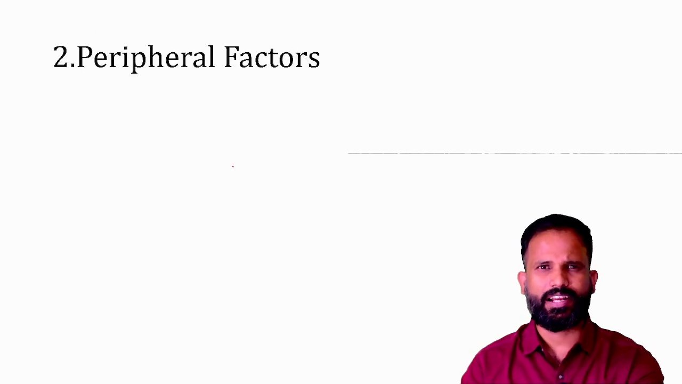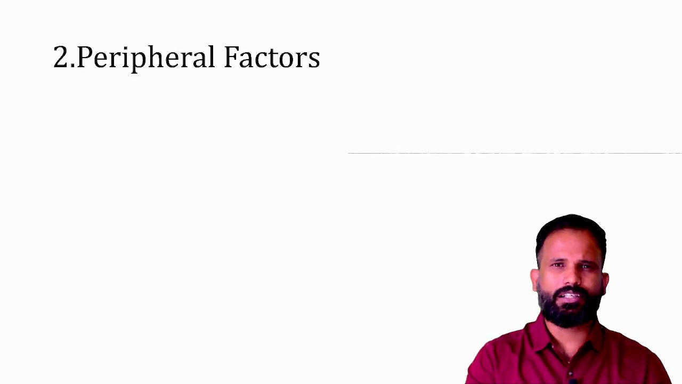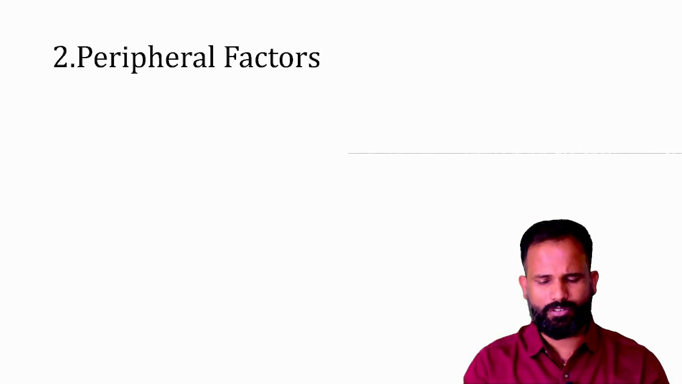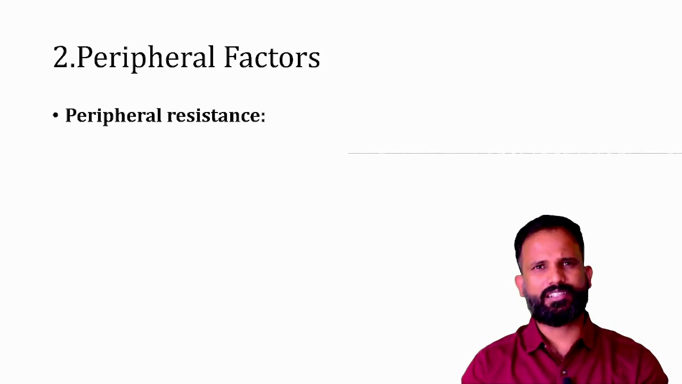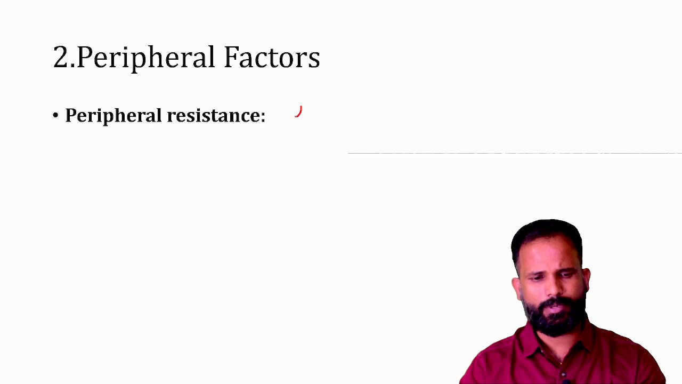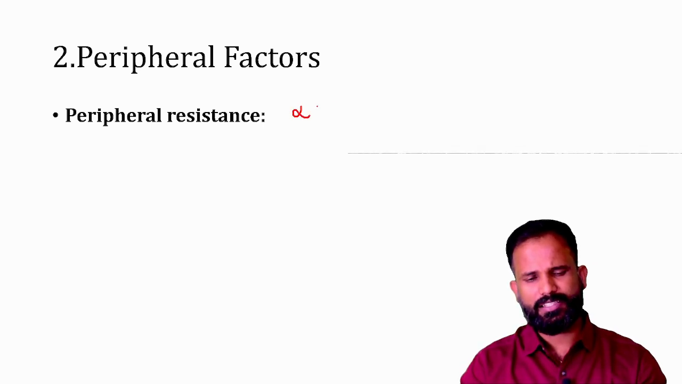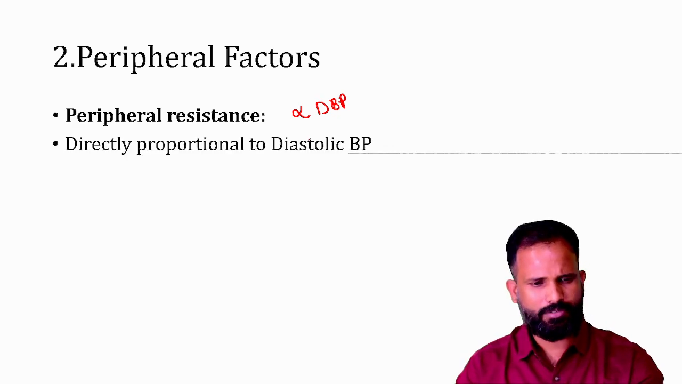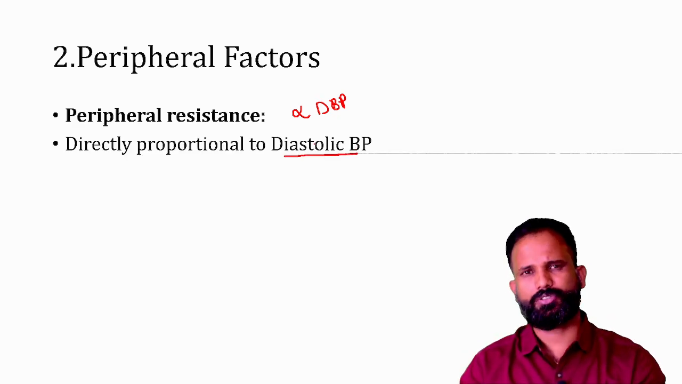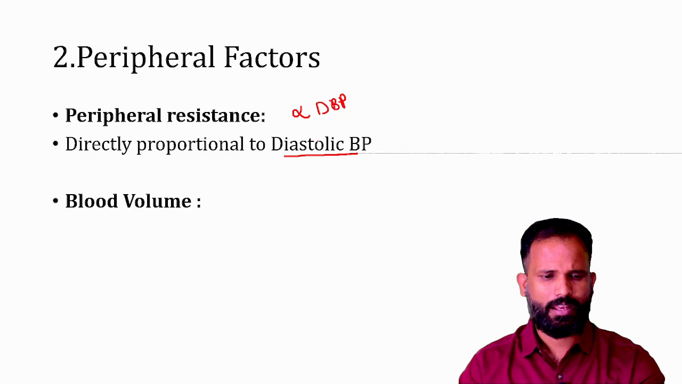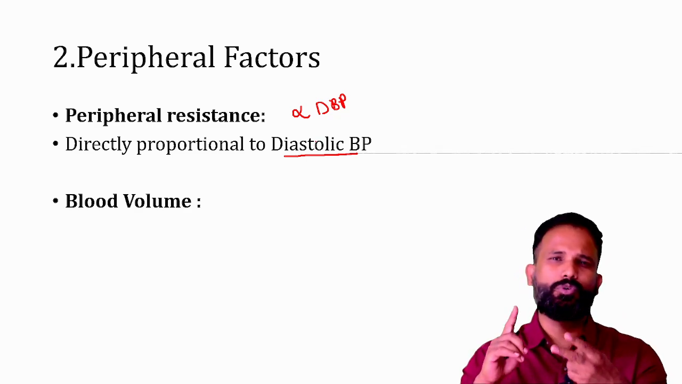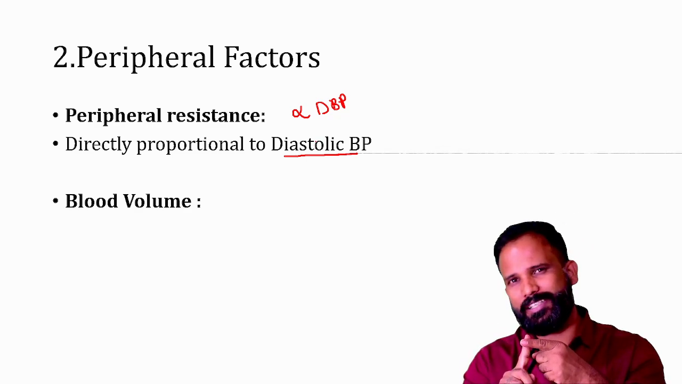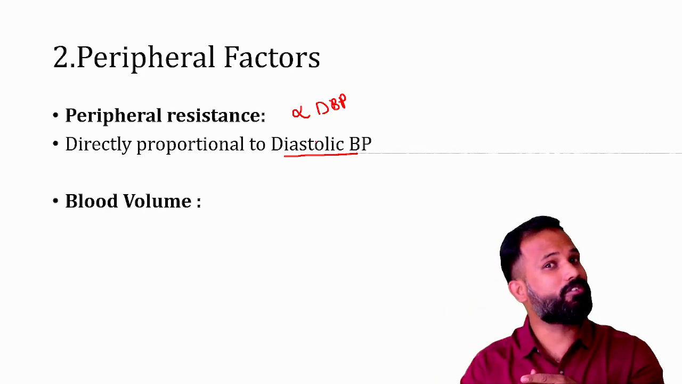And coming to the peripheral factors, including the peripheral resistance and afterload, we'll see what is there. Peripheral resistance: I already mentioned that peripheral resistance is nothing but diastolic blood pressure, so it is directly proportional to diastolic blood pressure. And this peripheral resistance depends on two factors we already mentioned, diameter and viscosity, and even the velocity of blood.